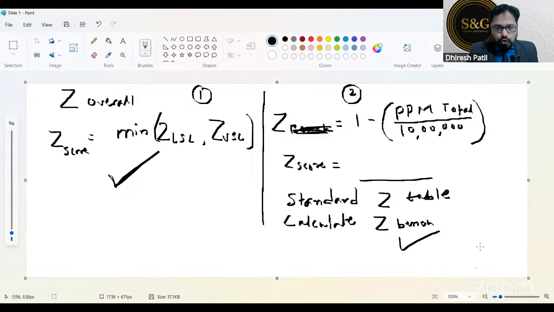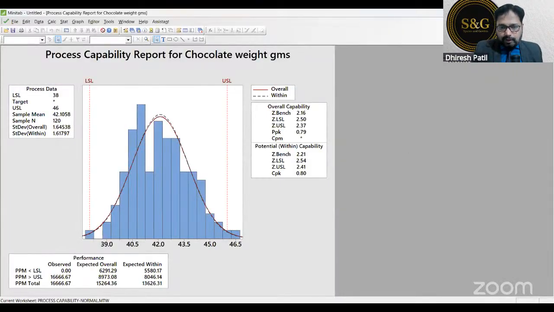Okay, I'll show you once again. So here, let's come back to this one. So we are talking about this table, right? Table number 2, this one. Okay. So what I say, the first option is whatever is the lowest value of these two.